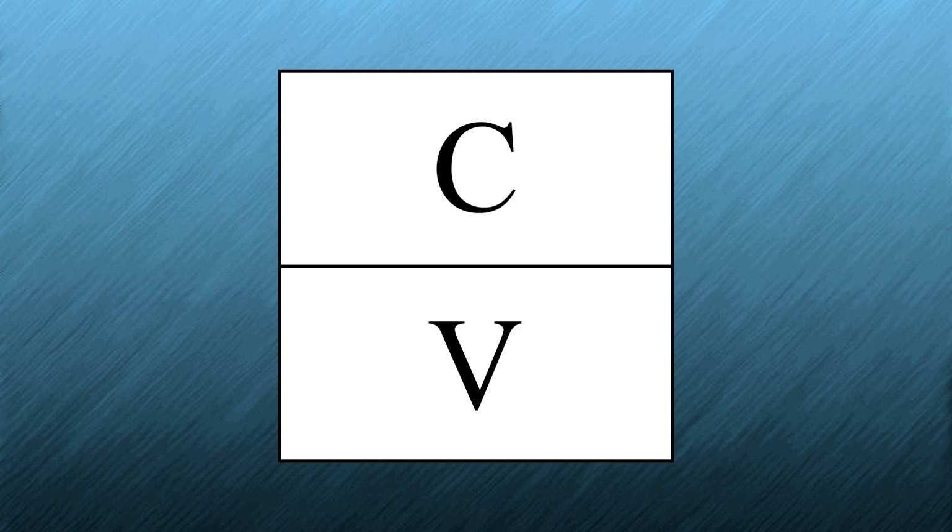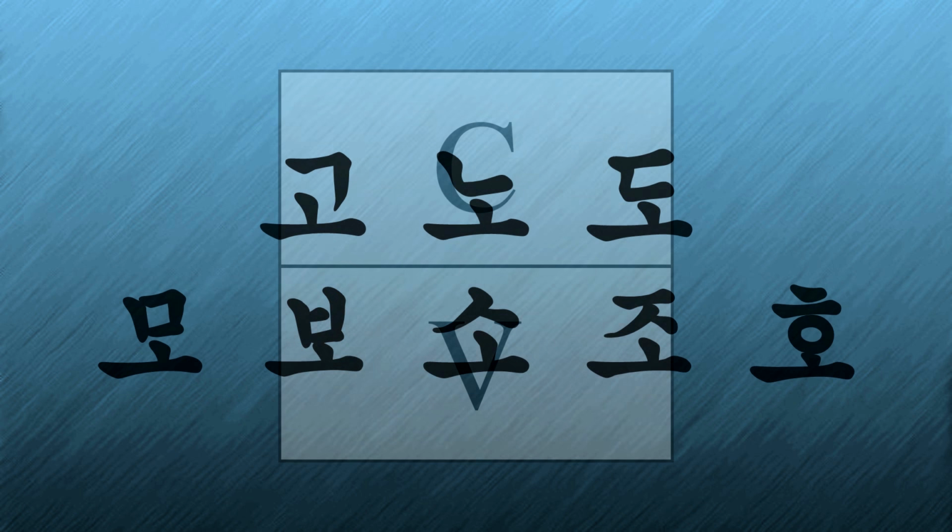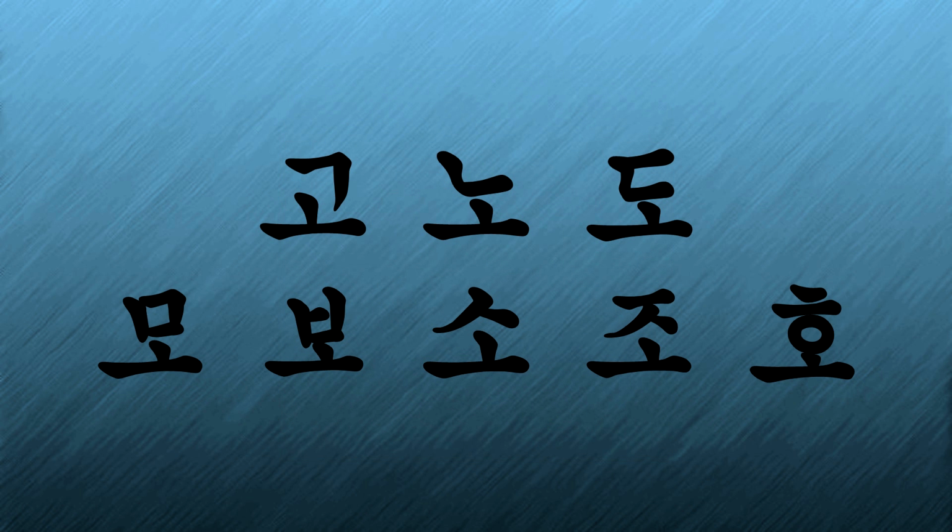So let's do a bit more practice. Here are all of the consonants that we've learned so far, along with the vowel o, using our new syllable block. Try reading the following syllables on your own. You can pause the video here. Here are the answers. Ko, do, to, mo, po, so, cho, ho.